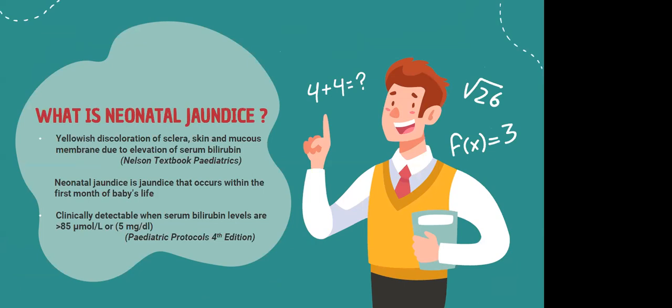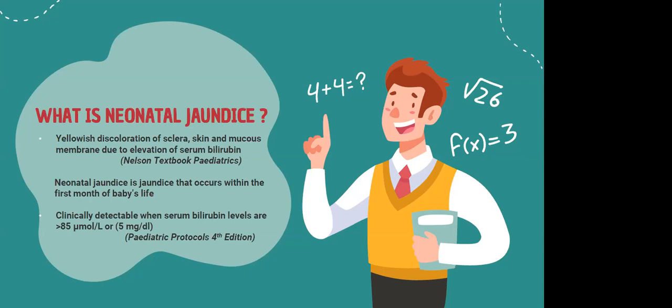Okay, definitions. So what is neonatal jaundice? Neonatal jaundice, or another term that we use, neonatal hyperbilirubinemia, is one of the most common medical conditions that happen in newborn babies. It could be unconjugated or conjugated. According to the Nelson Textbook of Pediatrics, neonatal jaundice is defined as yellowish discoloration of the sclera, skin and mucous membrane due to elevation of the serum bilirubin. The jaundice usually occurs within the first month of the baby's life.